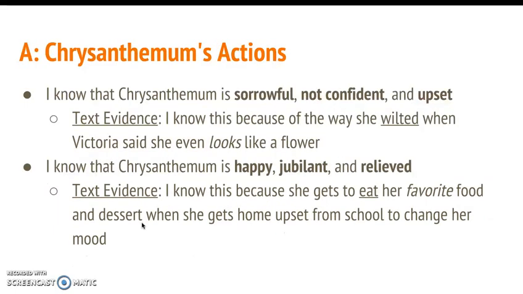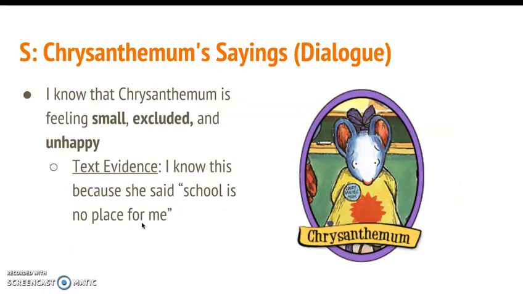A. Chrysanthemum's actions. I know that Chrysanthemum is sorrowful, not confident, and upset in the story. I know this because of the way she wilted when Victoria said she even looks like a flower. I know that Chrysanthemum is happy, jubilant, and relieved. The text evidence shows this. I know this because she gets to eat her favorite food and dessert when she gets home upset from school to change her mood.